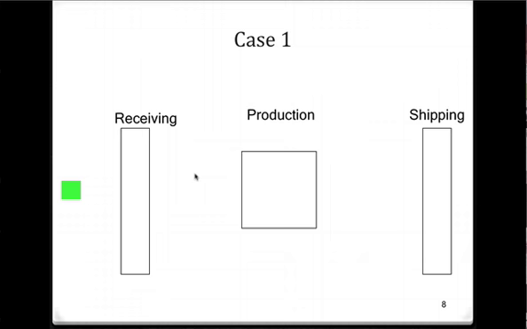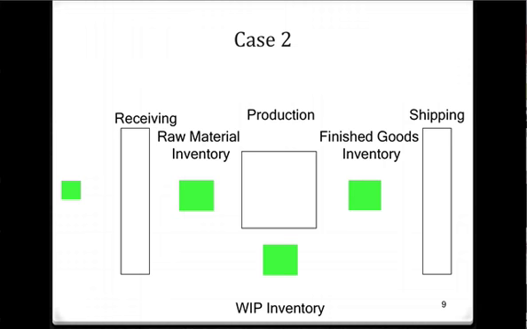So case one is fairly straightforward. We have a nice pace system here where we receive our material, it goes through production and goes out the door to our customer. So that's a perfect world. We don't require any storage because the material is immediately being processed and sent to our customers. But life is rarely perfect.